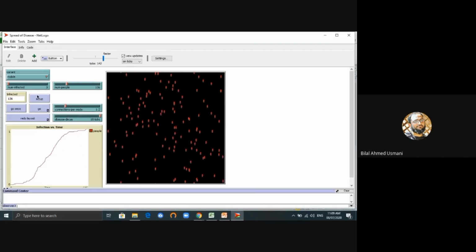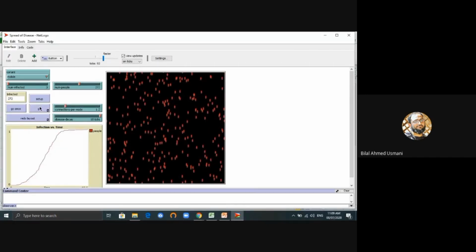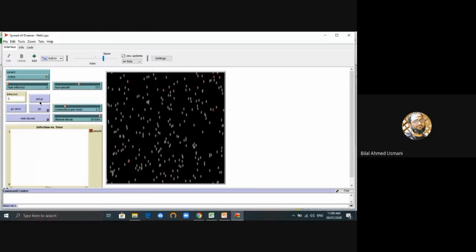So there are a couple of things which we can always think of. If there are 136, you can see that at the end infected becomes 136. That's why the proportion becomes 1. So if I increase the people to 272 and then set up it again and see what happens. Similar result, but it happens a bit faster. Can you anticipate that?